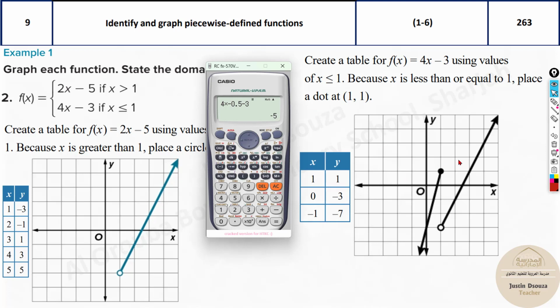If there are two graphs, but the difference is with these points, make sure you understand: whenever you have a hole, this is a hole, it is either greater than or less than only. But for a point, that means it's greater than or equal to, less than or equal to. Okay, that's how we do it.